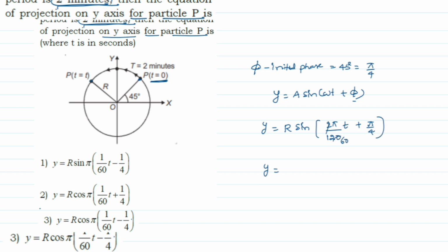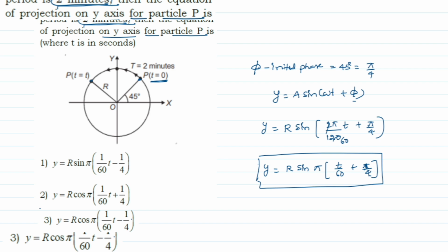You can substitute this value: y equal to r sin of pi. If I take pi outside, what will be left over? It is t by 60 plus 1 by 4. So y equal to r sin pi into (t by 60 plus 1 by 4).